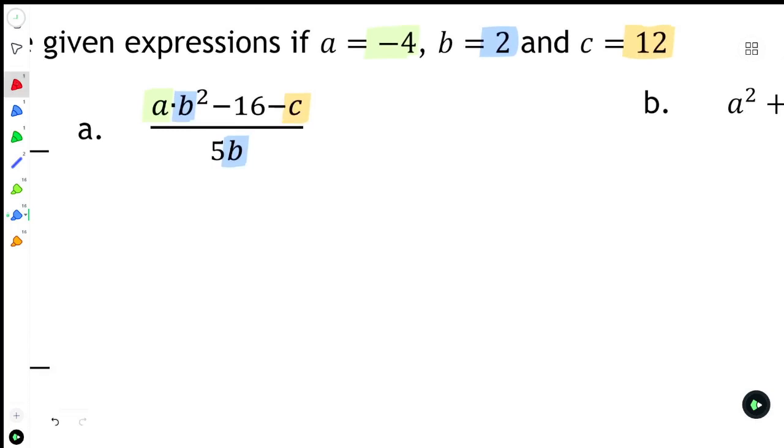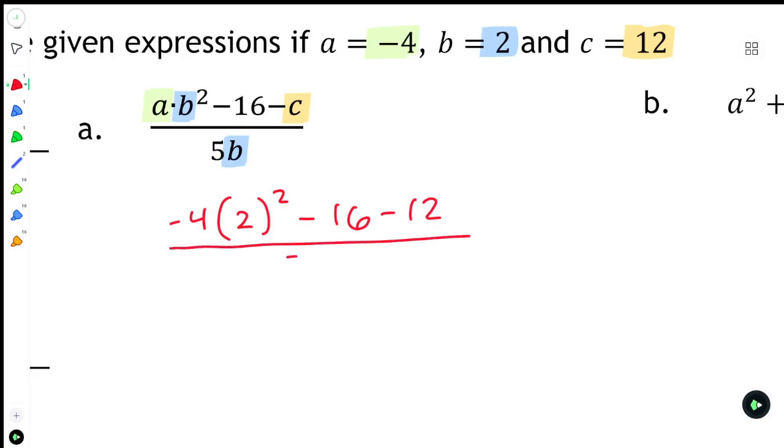So where A is, I'm going to write the number -4, and I'm going to have to multiply that by B squared, and then subtract 16, and then subtract 12 from that. And I'm going to divide that entire thing by 5 times 2. Now, if I look at order of operations, the first thing is I've got to square this 2. So this is going to become -4 times 2 squared, or -4 times another 4. And then I can combine this 16 and 12. -16 minus 12 more is going to be -28. And I'm going to be dividing all that by 10.